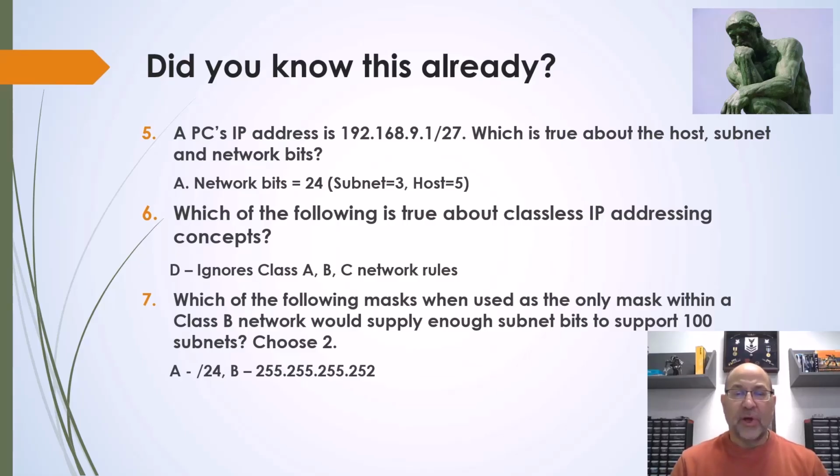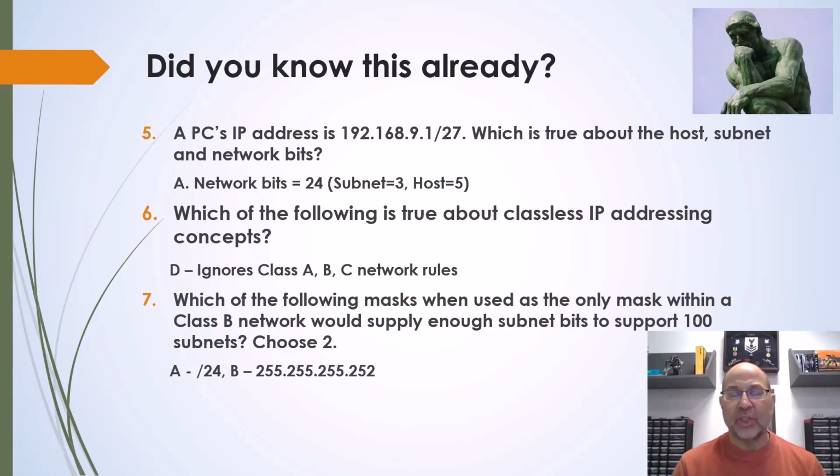Question number 7, which of the following masks, when used as the only mask within a Class B network, would supply enough subnet bits to support 100 subnets? So the key here is that we need 100 subnets. How do we get 100 subnets? Well, you can say I'm going to create a subnet field of a certain size, or I'm going to have a certain number of host bits available. And there were 2 answers that did that.